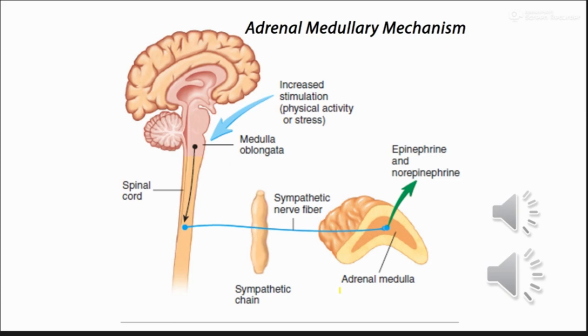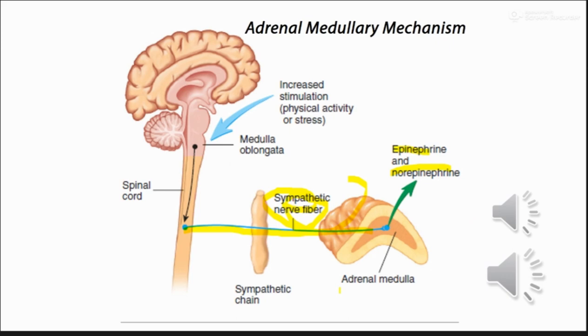It is activated by a substantial increase in sympathetic stimulation of your heart and blood vessels. So the stimulus that will be detected is large decreases in your blood pressure, or a sudden and substantial increase in physical activity and other stressful conditions. So any sympathetic stimulation. The adrenal medullary mechanism results from stimulation of the adrenal medulla by the sympathetic nerve fibers. As you can see here, the nerve fiber will stimulate the adrenal medulla to release epinephrine and a small amount of norepinephrine into the bloodstream. These hormones will now affect the cardiovascular system.